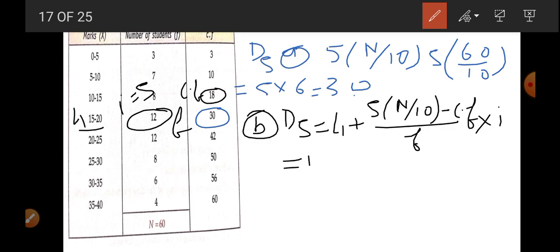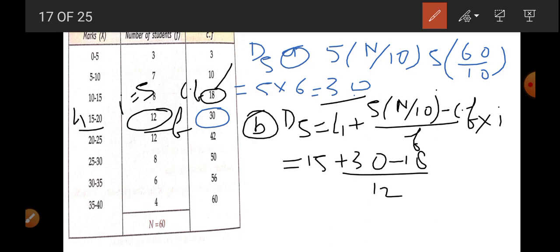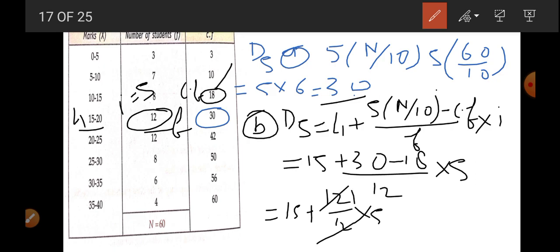So L1 is 15, this value is 30 and CF is 18, F is 12 and I is 5. So when we do the calculation, we get 15 plus 12 upon 12 multiplied by 5. So this will cancel out. So it becomes 15 plus 5. So this is 20. So this is the answer.